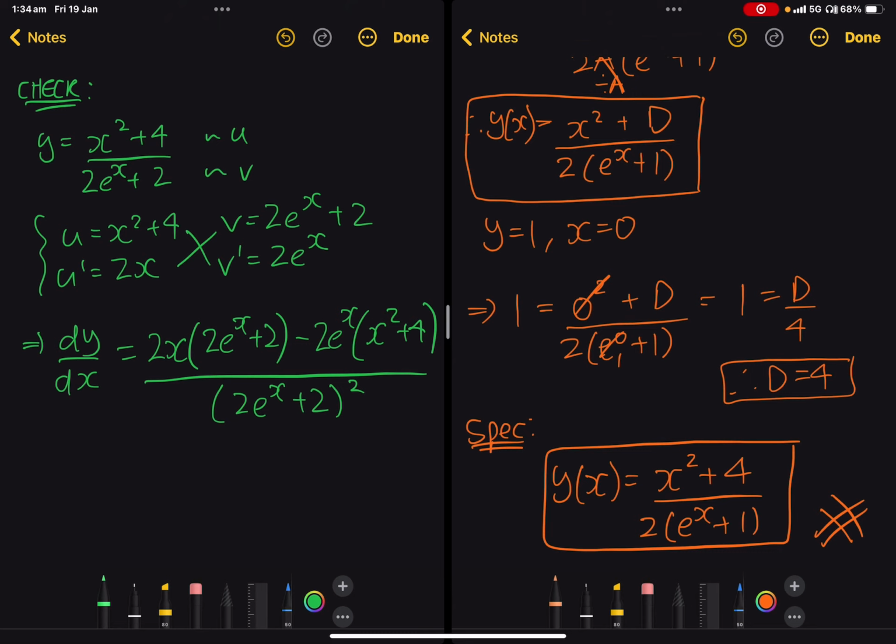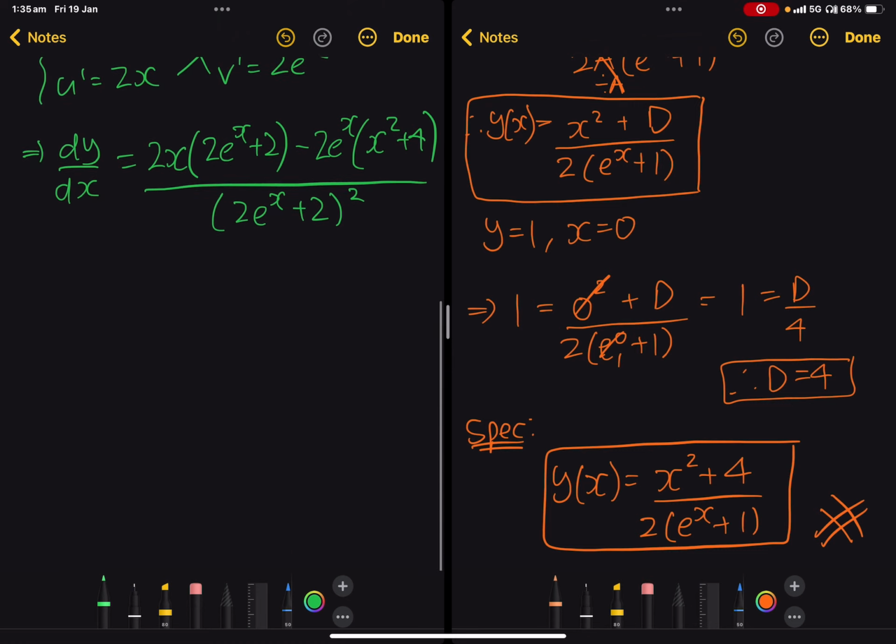Now, in this question, I'm actually going to expand that numerator while I'm here. I'm going to expand all these brackets. So we'll get 4x e to the x plus 4x minus 2e to the x times x squared is minus 2x squared e to the x. 4 times 2e to the x is minus 8e to the x.